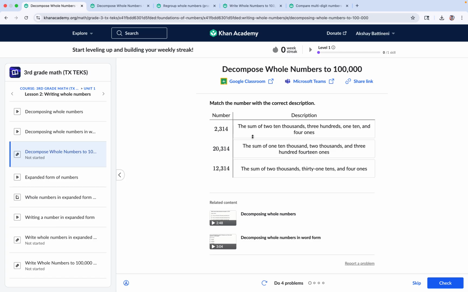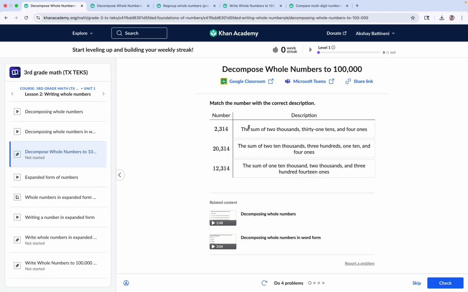So here, let's see. Off the bat, we can say this one's wrong because it says 10,000s. We don't have 10,000s in this. And this one also says 10,000, so this is also wrong. This is the only one that has thousands, but still, let's go over it. It says the sum of 2 thousands, that's correct. 31 tens. They just simplified that. So instead of putting 300s and 10, they just said 31 tens. You can do that, but I would prefer if you broke it down more, unless you really understand it, then you can do it like that. And 4 ones. So that's basically the answer right there. We can match that there.